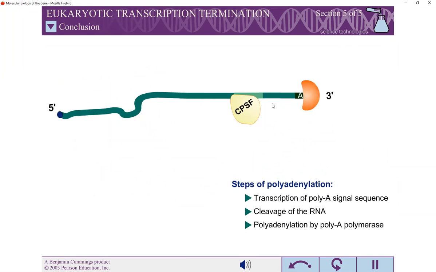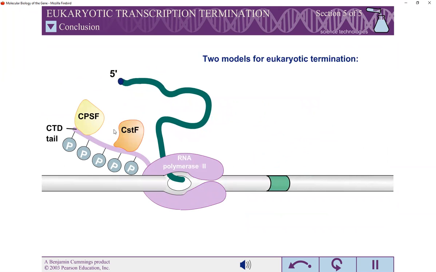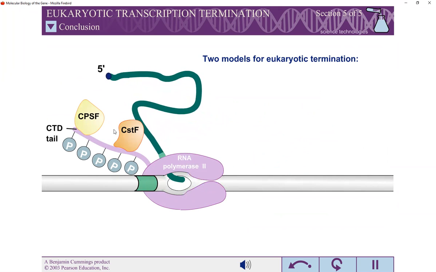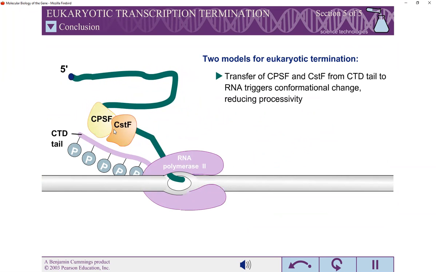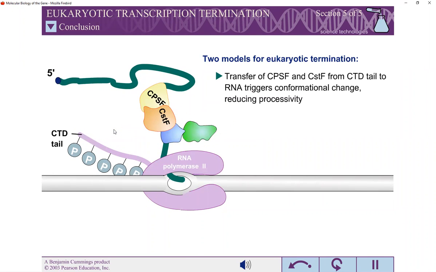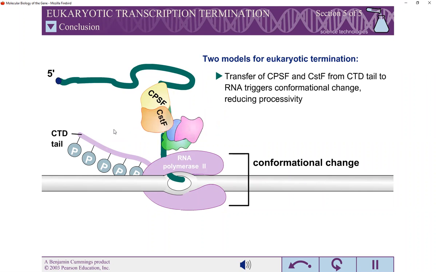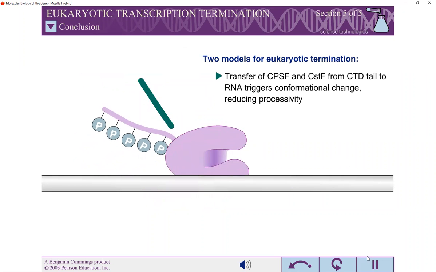So there is the poly A polymerase that will be catalyzing the process of polyadenylation. This is the polyadenylation taking place. Two basic models have been proposed to explain the link between polyadenylation and termination. In the first model, transfer of CPSF and CSTF from the polymerase CTD tail to the RNA triggers a conformational change in RNA polymerase, leading to dissociation. So here the dissociation is going to take place. Next, reducing the processivity. Moving forward.